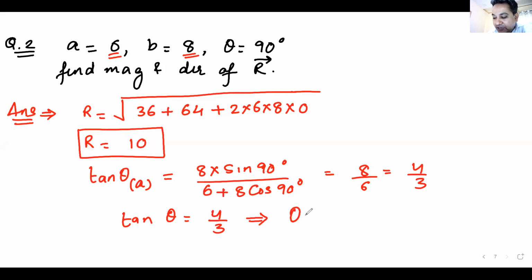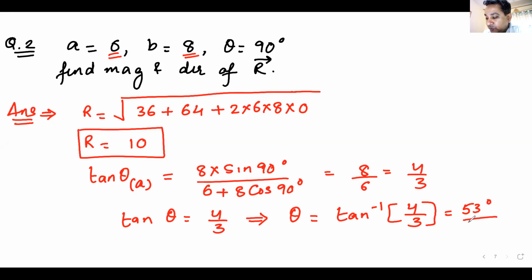That implies theta will be, someone asked me where we use the inverse function. Here we use inverse function, beta. Tan inverse of 4 by 3. That will give me the angle. Yes, beta. Tan inverse of 4 by 3 is 53 degrees. So it makes an angle of 53 degrees with the A vector.